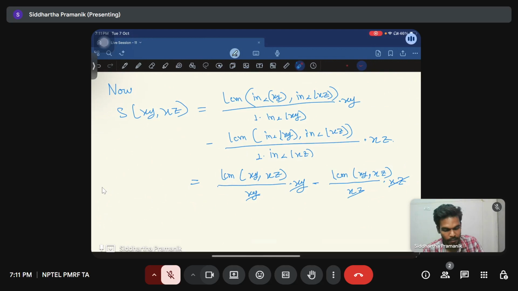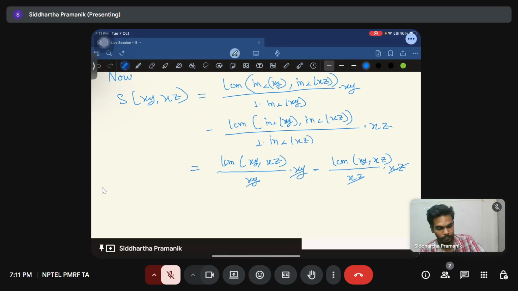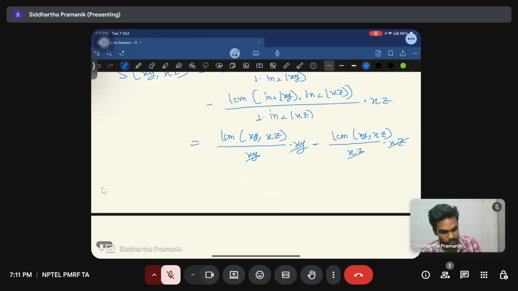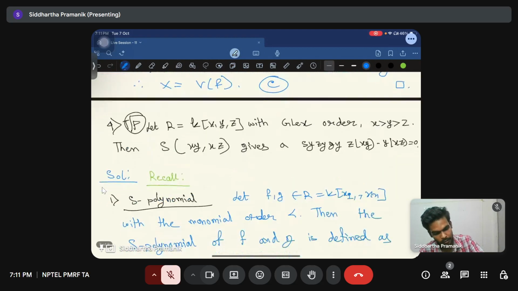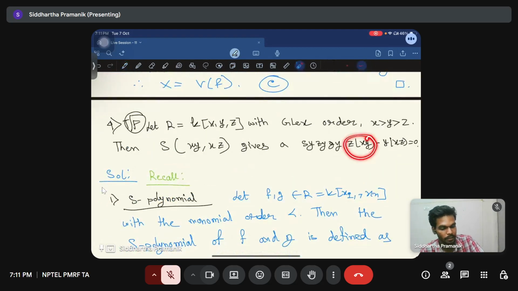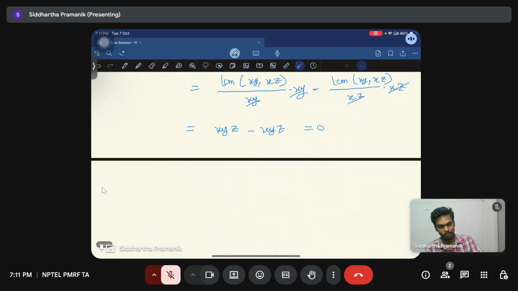Now what is the LCM of xy and xz? This is also very simple. It is just xyz minus xyz, and this is 0. And this is the same thing, right? So this is z times xy, meaning xyz, and y times xz, meaning xyz. So this we are getting.